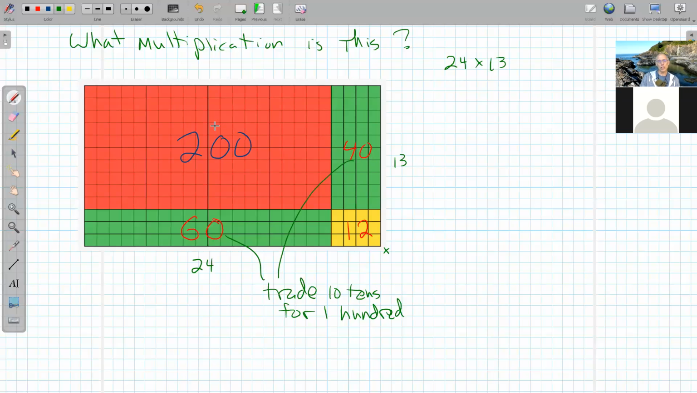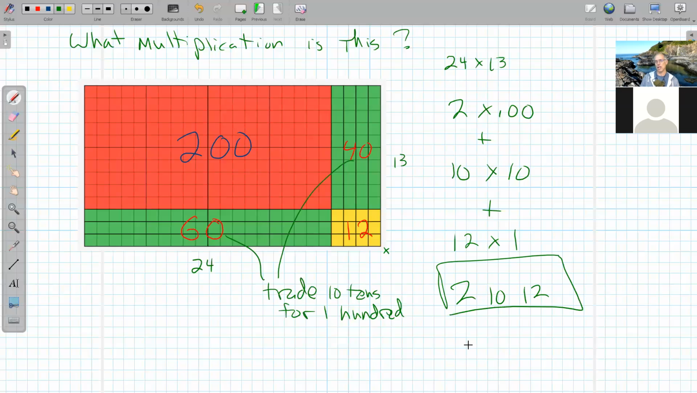Because really, I could say another thing. I could say, well, there are 2 hundreds here. And I have 10 tens here, don't I? 1, 2, 3, 4, 5, 6, 7, 8, 9, 10. Yeah, there's 10 tens. And I have 12 ones. It doesn't make sense to write that as 2 hundreds, 10 tens, and 12 ones, right? That can't be my answer right there. That doesn't look right. I have got to trade those 10 tens in.